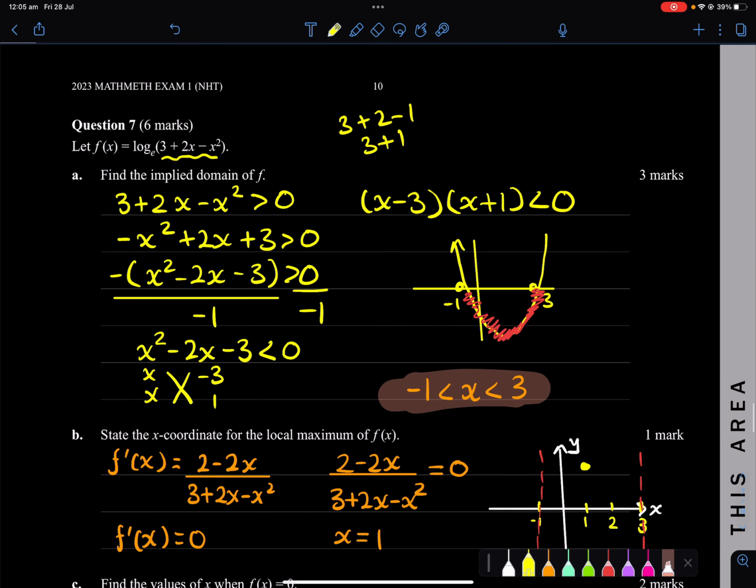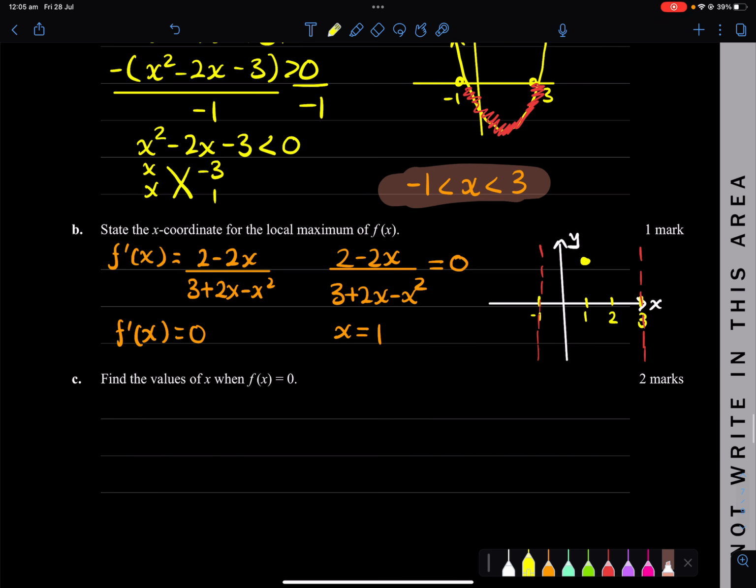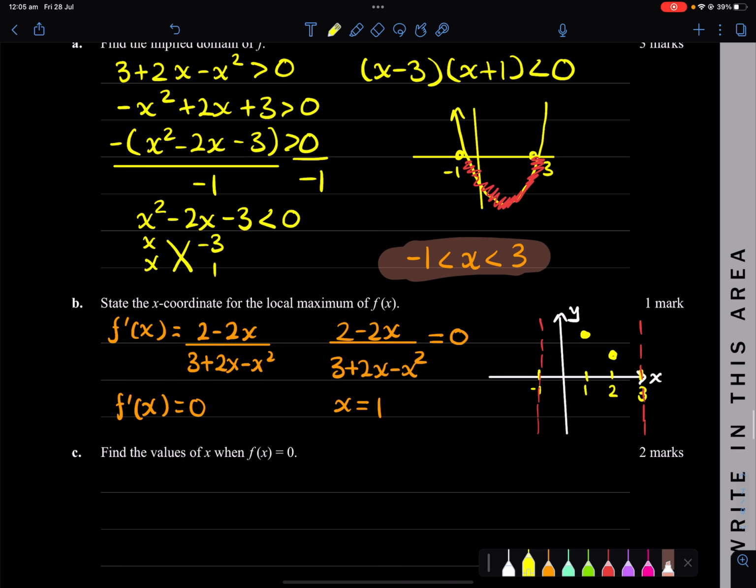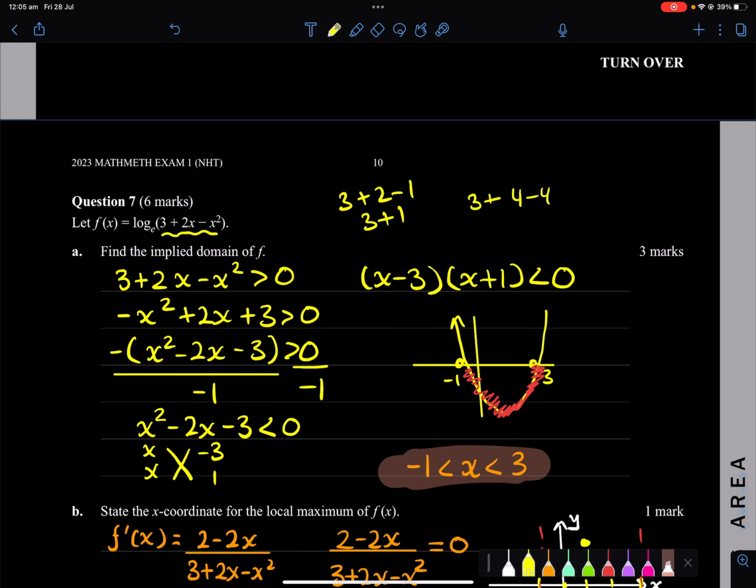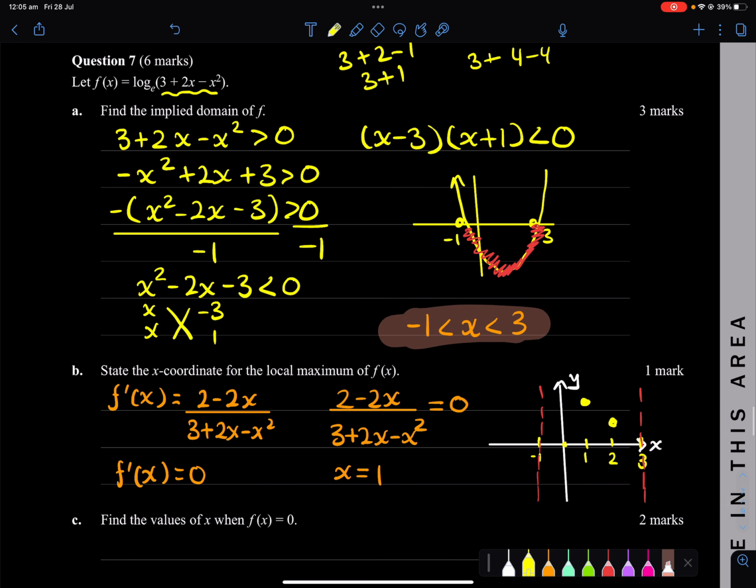What about 2? If we put 2, it'll be 3 plus 4 minus 4, so it's 3, so it becomes less, so it's over here. And what about 0? If we put 0, it's 3, log e 3, which is the same here.